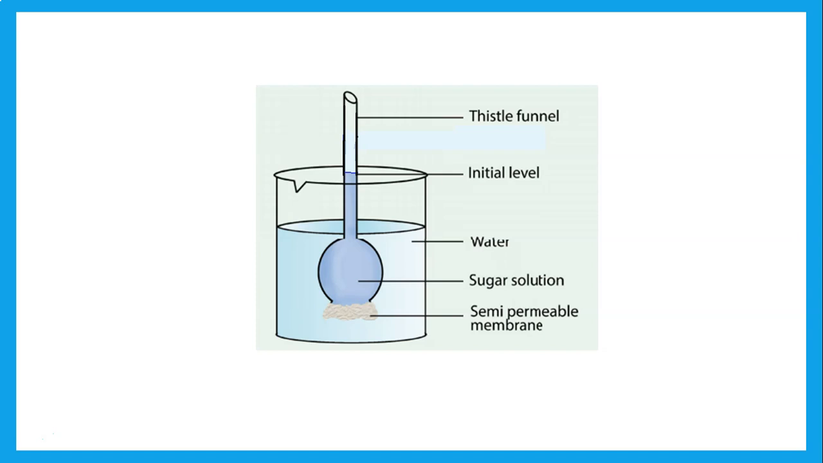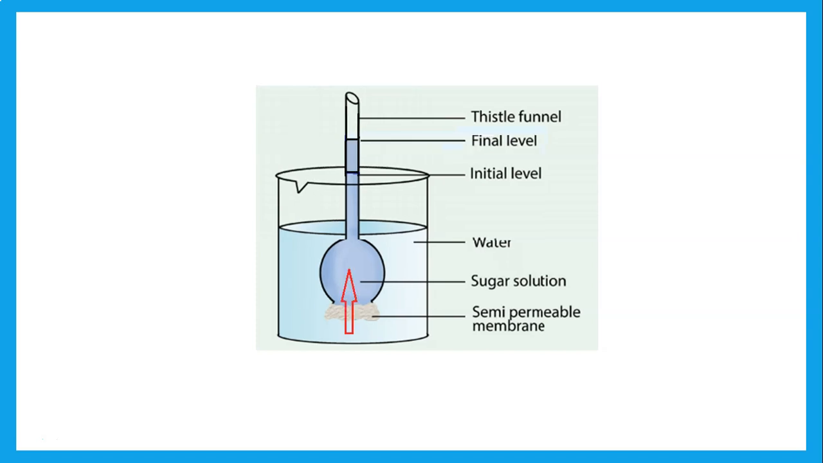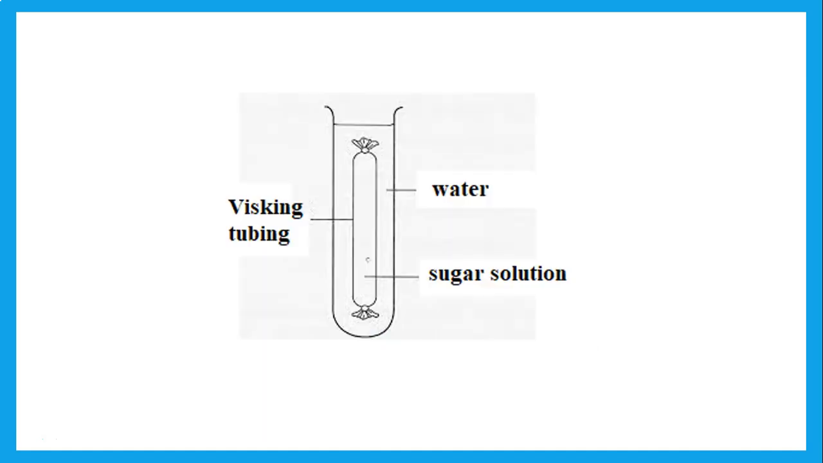Can you see the initial level of solution in the thistle funnel? What if I leave this for a while, for some minutes, 30 minutes, an hour? I will find that the water will move in from where there is lots of water outside to where there is less water or lower water potential inside the thistle funnel. Can you see what happened to the level of the liquid on top? Of course, the level of the liquid rises. So this is an illustration of osmosis.